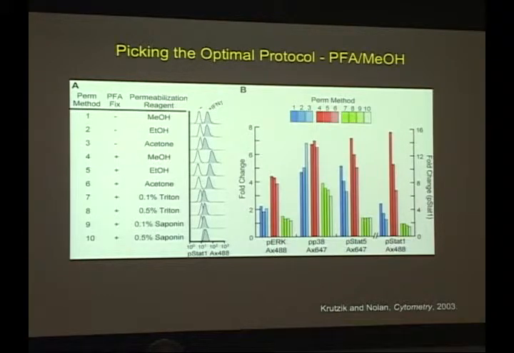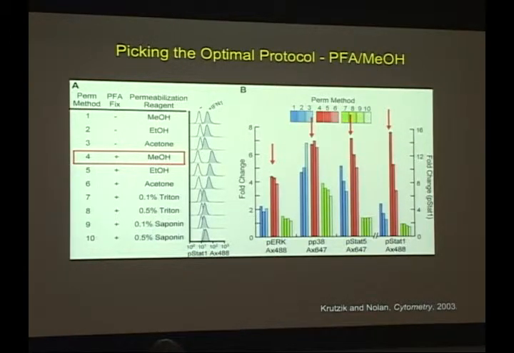And just to jump to the point, you can see that the fix followed by methanol tended to be the best one across the board, looking at a couple of the MAP kinases and also a couple of the STAT proteins. Depending on the pathway that you're looking at, you can really still optimize this always.